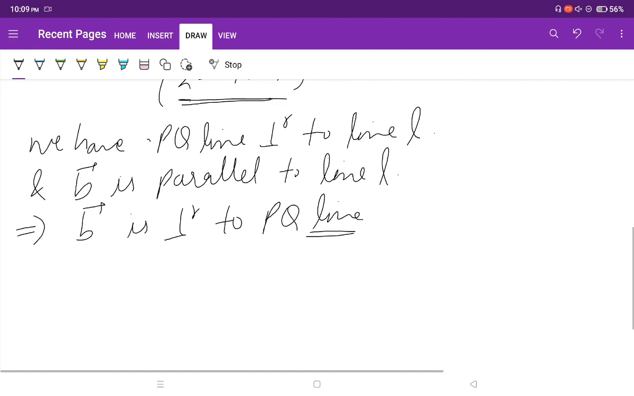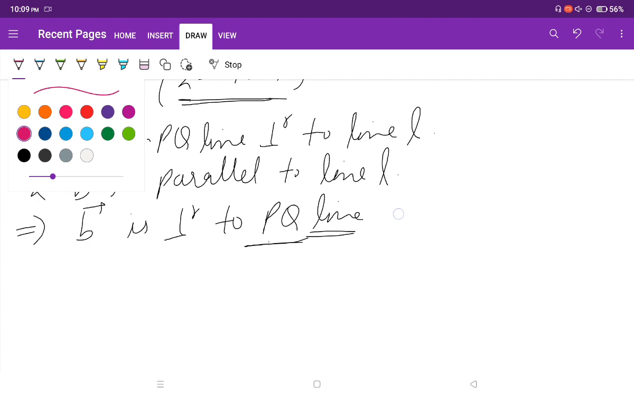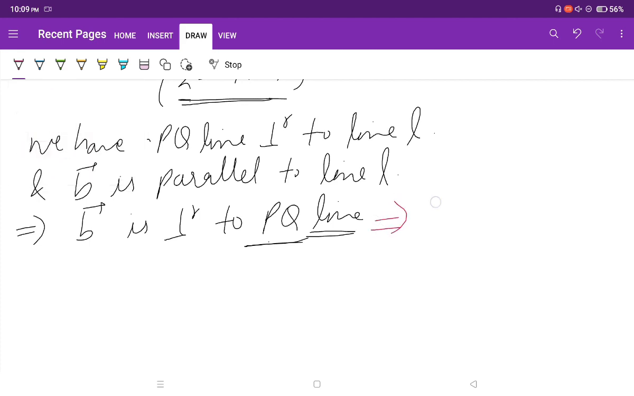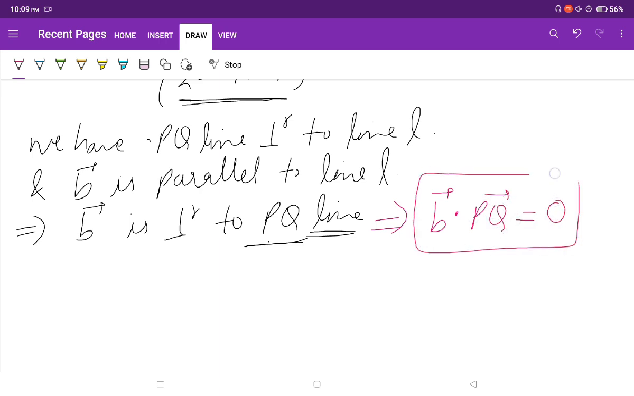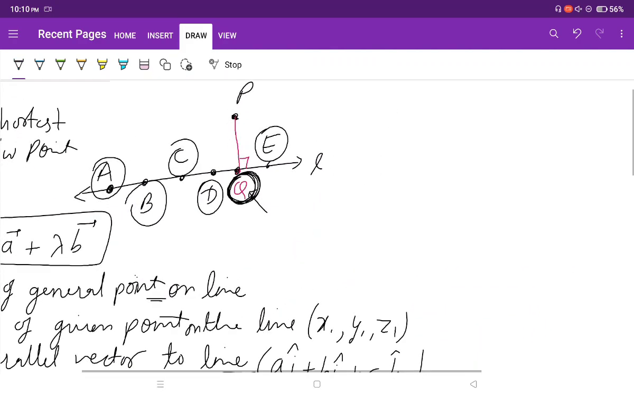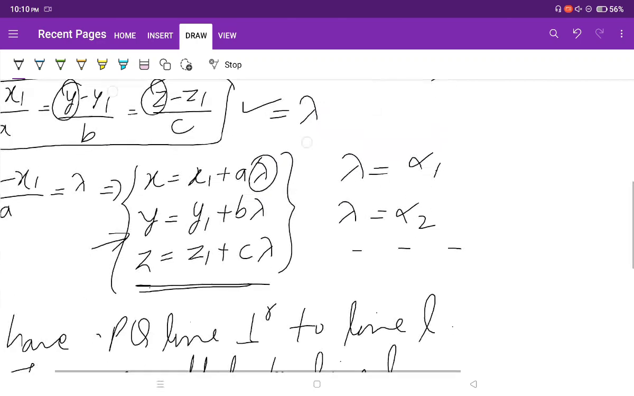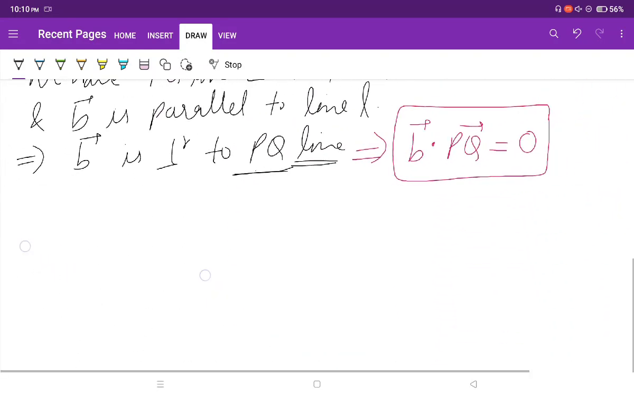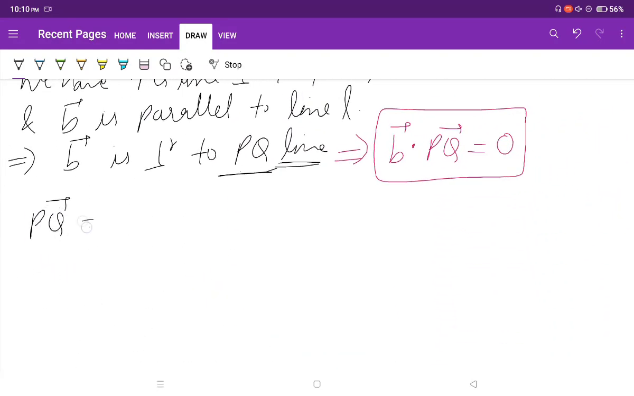Now, if b vector is perpendicular to line PQ, that will imply what? That b vector dot PQ vector equals 0, because for two vectors to be perpendicular, their dot product will be 0, as cos 90 equals 0. Now we will use this equation to get the direction ratios of this line PQ vector. To get PQ vector, we use simply what?